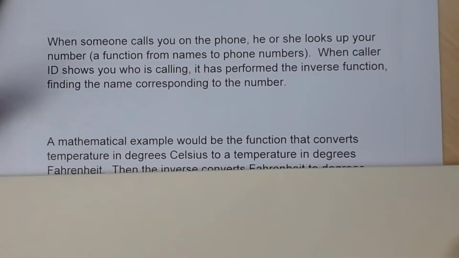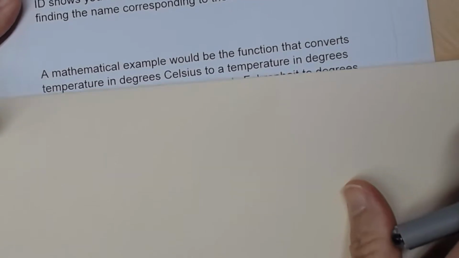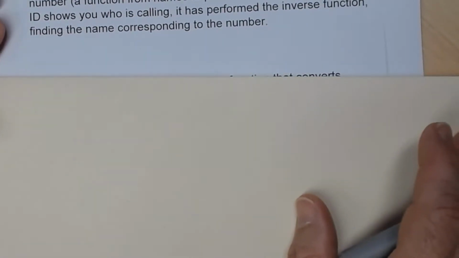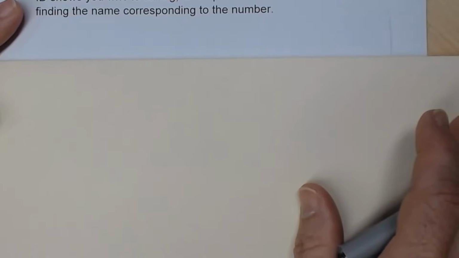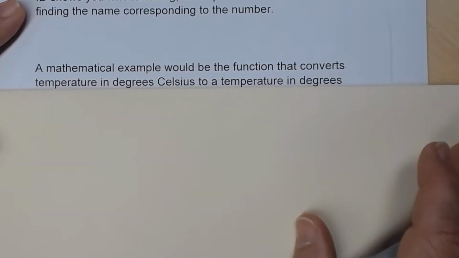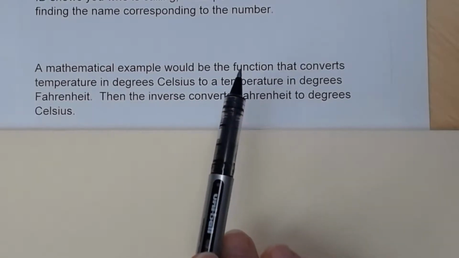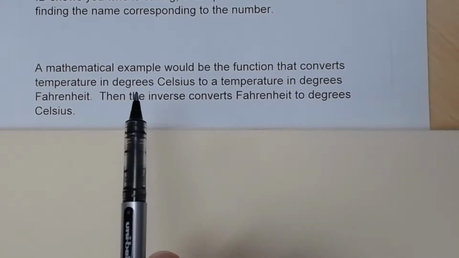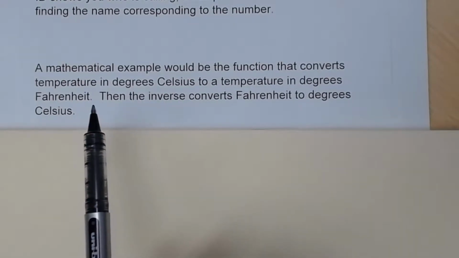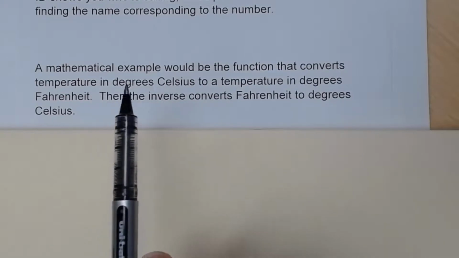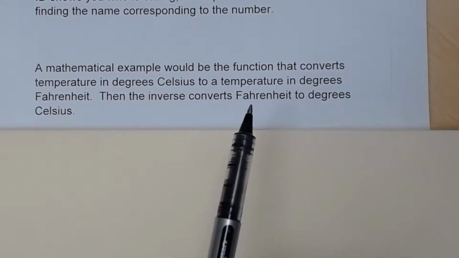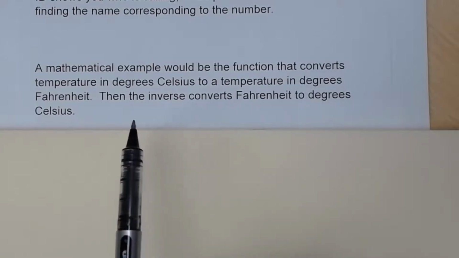Now, in terms of a more mathematical example, something that you've probably dealt with in middle school is the idea of converting from Fahrenheit to Celsius and from Celsius to Fahrenheit. Those would be considered inverse functions. If you look at the function that converts temperature from Celsius to Fahrenheit, then the inverse function would be the opposite, converting Fahrenheit to Celsius.